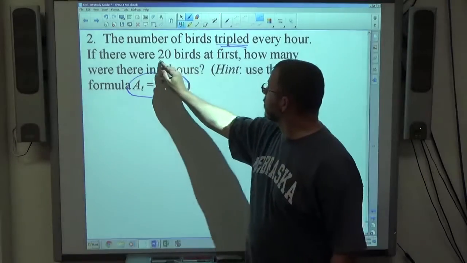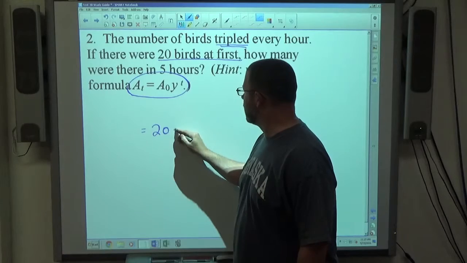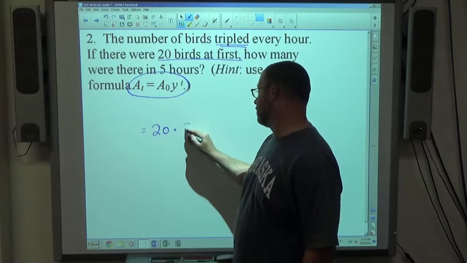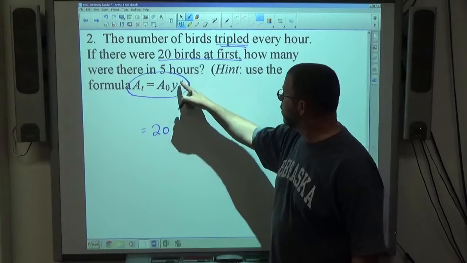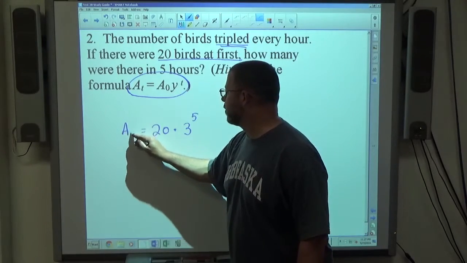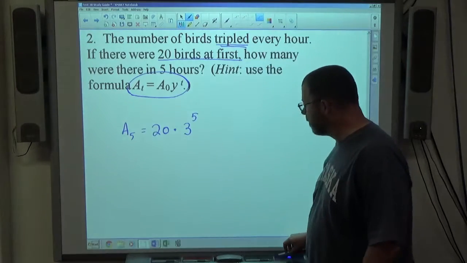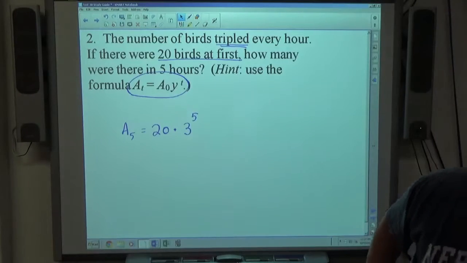So it says 20 birds at first, so 20 is a sub 0. We're multiplying that times 3. And it says it triples every hour, so t is 5 hours, that's 3 to the 5th power for the final number of birds after 5 hours. I want to actually evaluate that. I don't have a calculator open right now, I'll just use this one.